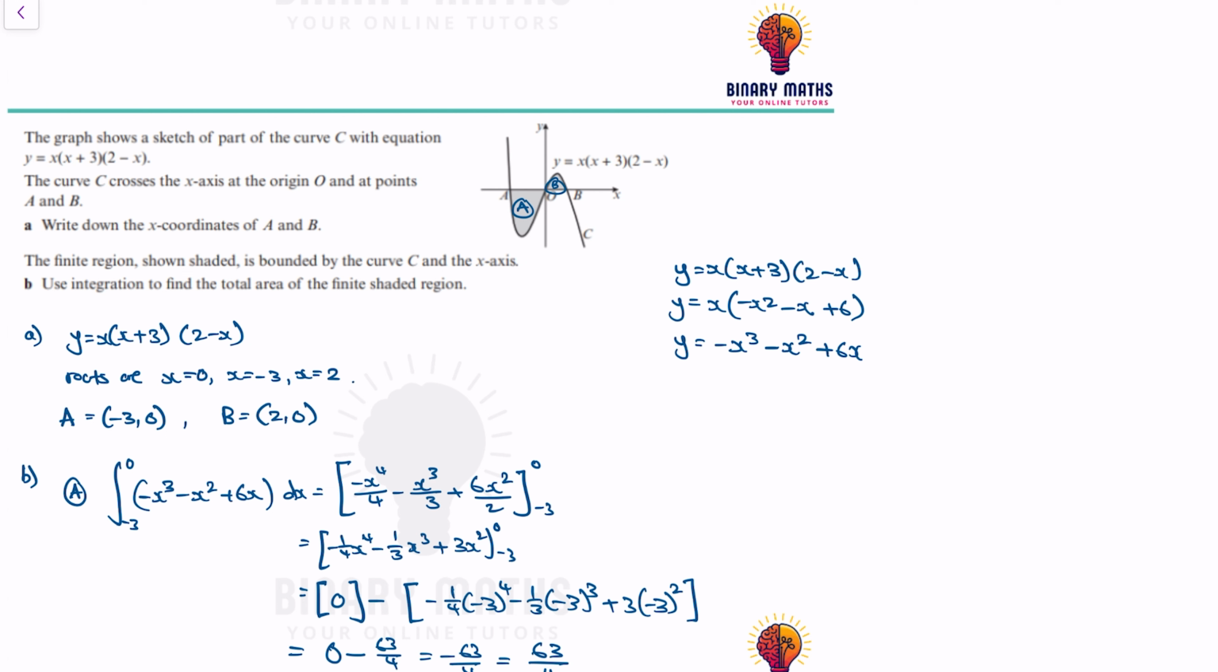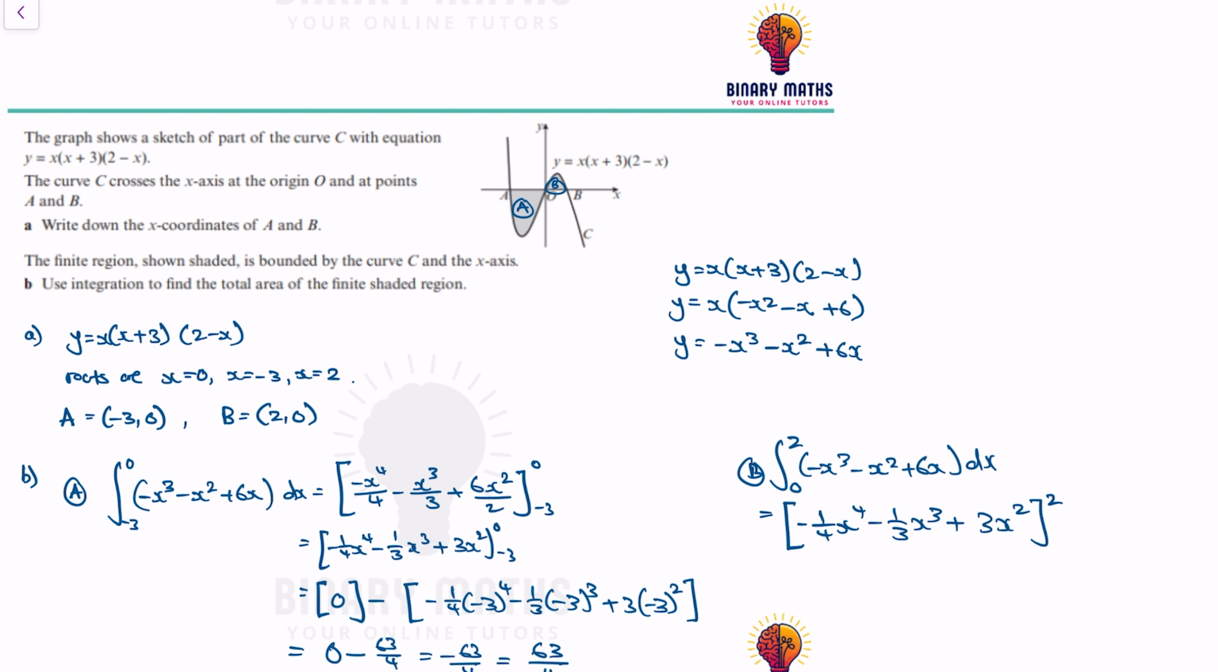Now when I do this for B, I'm integrating between 0 and minus, no, not 0 and minus 3, not the same thing. So B is between 2 and 0, of minus x cubed minus x squared plus 6x, the same function. So I've already integrated this, so I can just write minus a quarter x to the power of 4 minus the third x cubed plus 3x squared.